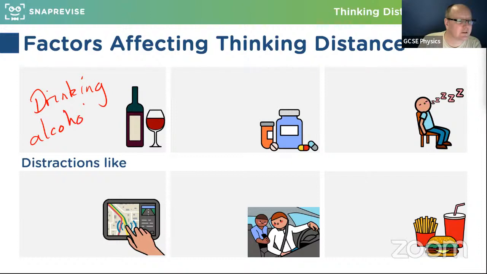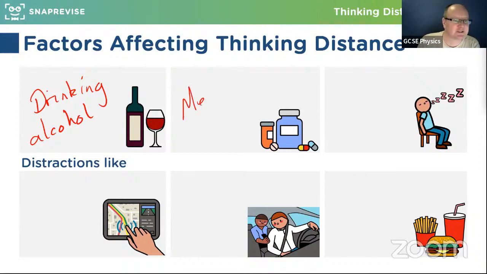Although the legal limit of alcohol is set quite low, I won't quote it in case I get it wrong, but it varies what one can actually have in terms of alcoholic drink before you exceed the legal limit. But recommendations and studies have shown that even a very, very small amount of alcohol will have an effect on your reaction time. So even if you're within the legal limit, your reaction time will still be slightly longer, and so your thinking distance will extend. So you are still driving less safely than if you haven't drunk any alcohol at all.